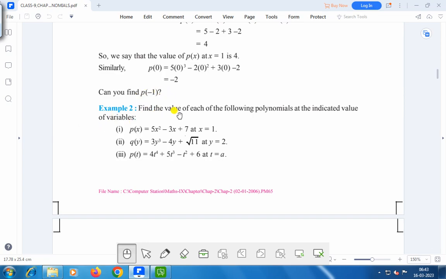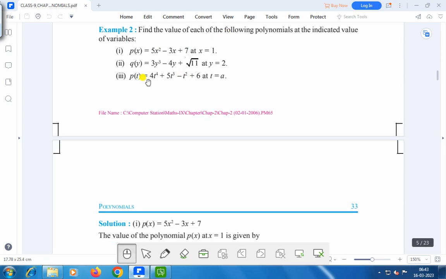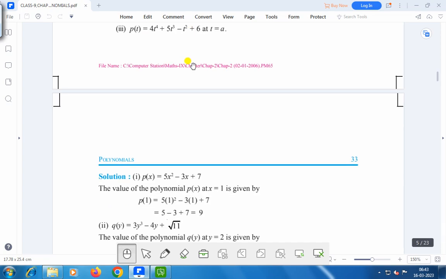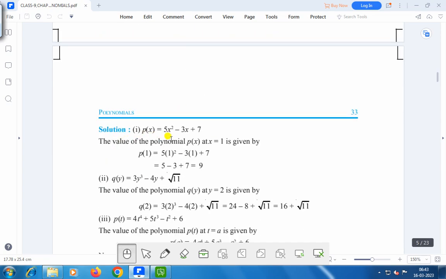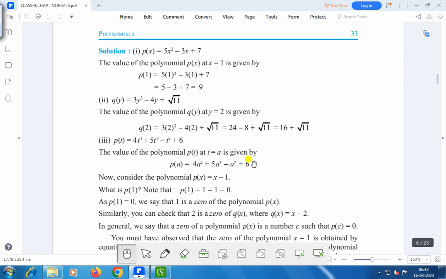Example 2. Find the values of each of the following polynomials at the indicated value of variables. p(x) is equal to 5x squared minus 3x plus 7. Here you see p(x) is equal to 5x squared minus 3x plus 7. If we find the value of p(1), 5 into 1 squared minus 3 into 1 plus 7, that is we are getting 9.